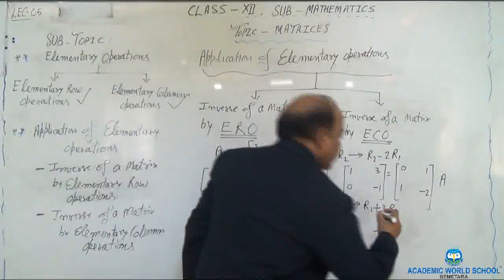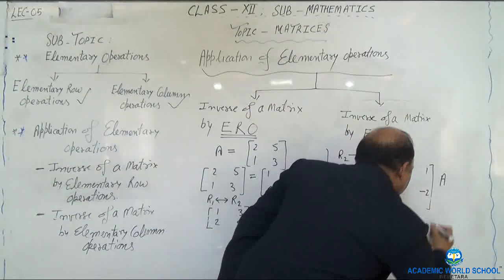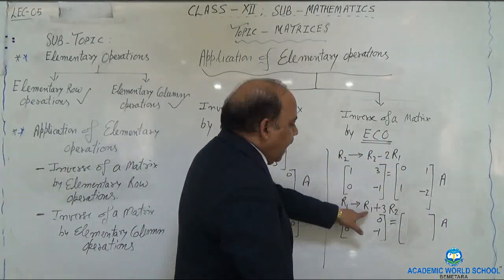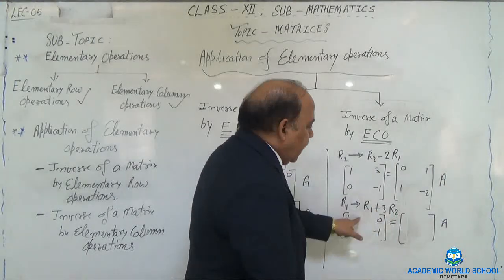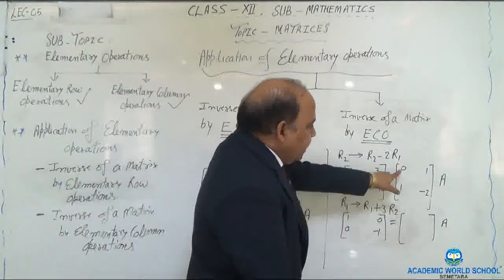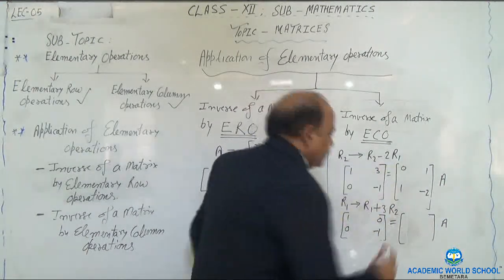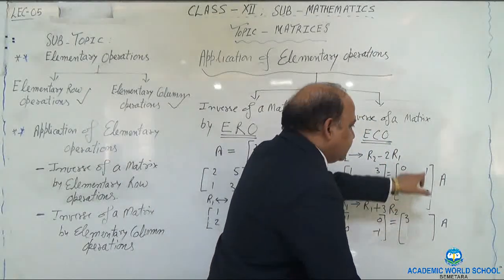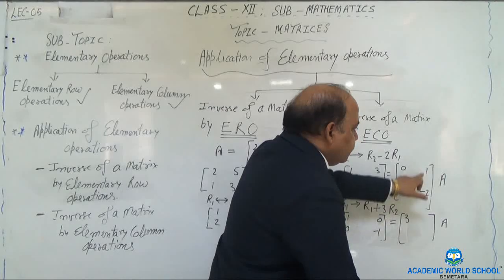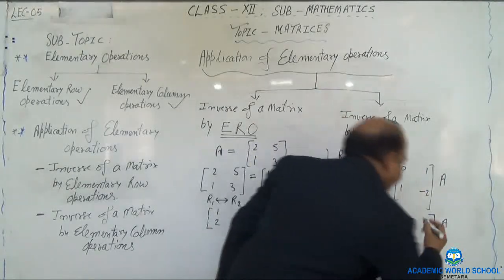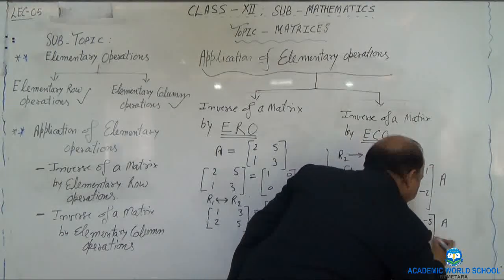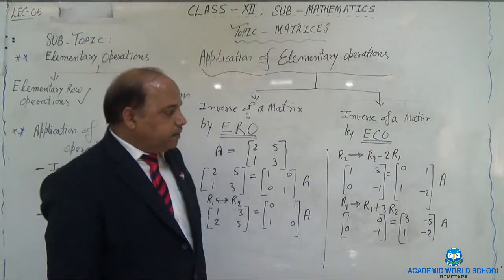Make the change in the right side also. The change is R1 plus 3 R2. There is a change in R1. In R1 we are adding 3 times of this, so it will become 3. 3 times of this is added to this. So 6 minus 6 plus 1 will give you minus 5, and this will remain 1 minus 2. This is what you got.